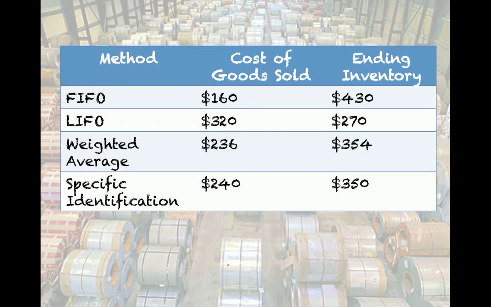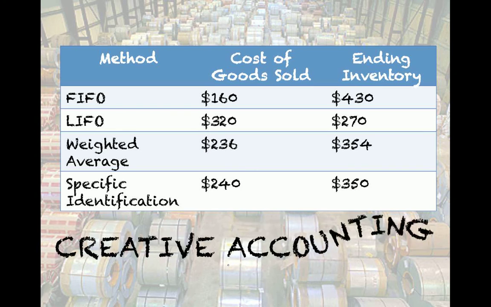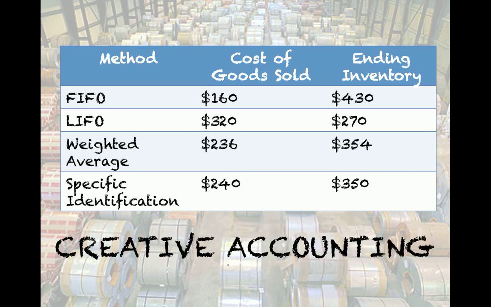The four inventory costing methods are FIFO, LIFO, weighted average, and specific identification. As can be seen, the inventory costing method chosen will determine the cost of goods sold and ending inventory. Because of this, the use of different inventory costing methods can be seen as creative accounting, as businesses are able to alter their recorded cost of goods sold and ending inventory depending on the method they choose to use.